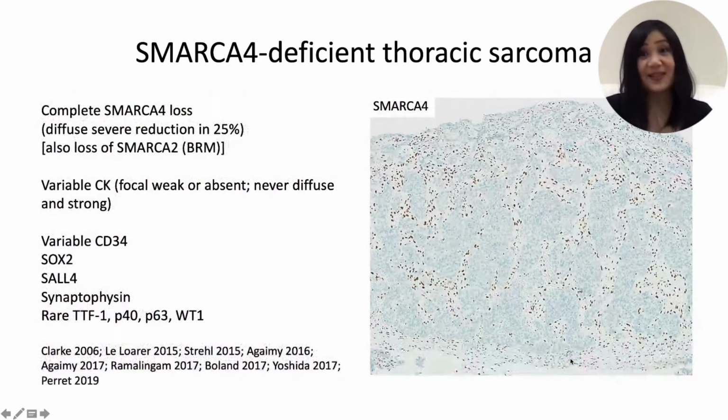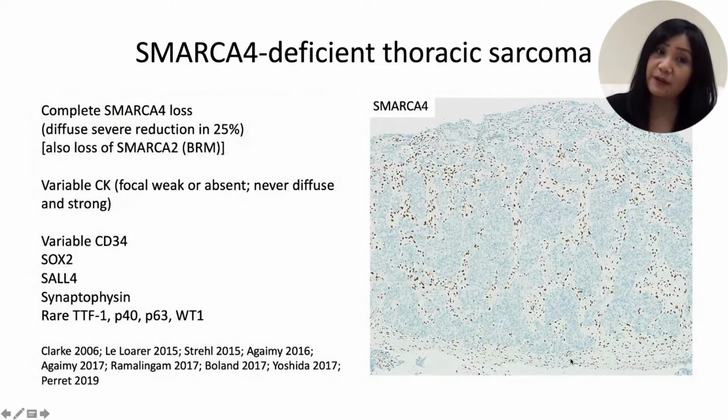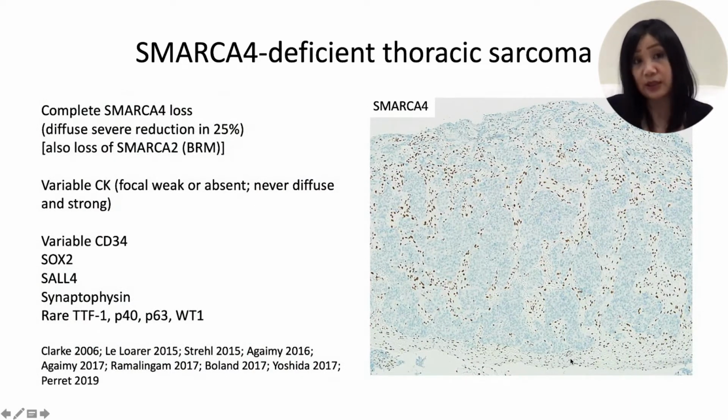Here we see the diffuse, completely diffuse SMARCA4 loss. We can see the nice control in the surrounding lymphocytes and the endothelial cells. There can, however, be diffuse severe reduction instead of loss, apparently in 25%. A small number show loss of SMARCA2 as well.